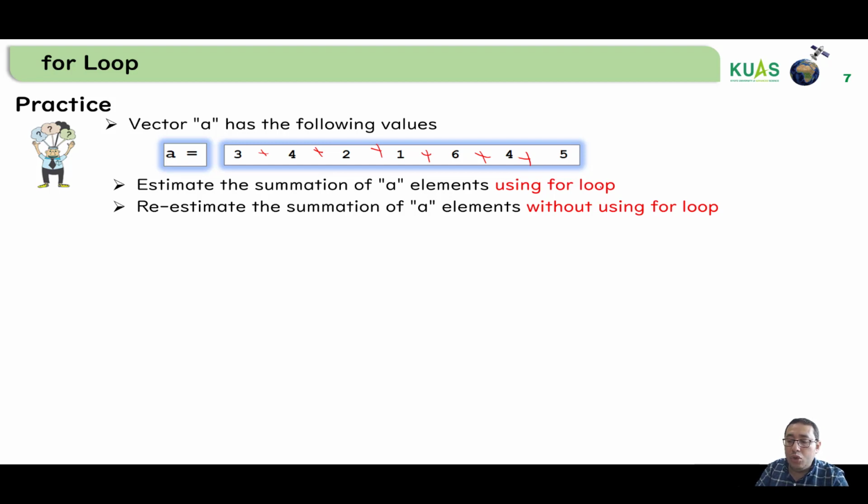But we need to use the for loop. So we need to check every element every time, and re-estimate the summation of A elements. Without using for loop, we need to use a function, which we already learned about. Let's go to our live script to check how to do that, but please pause the video first and try to think how we are going to do that.